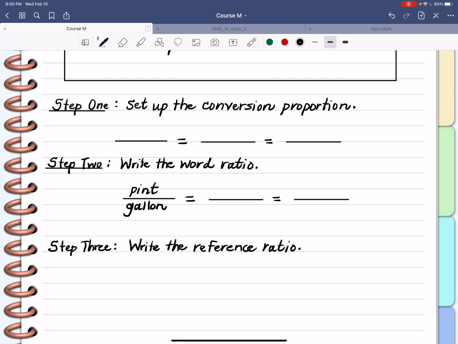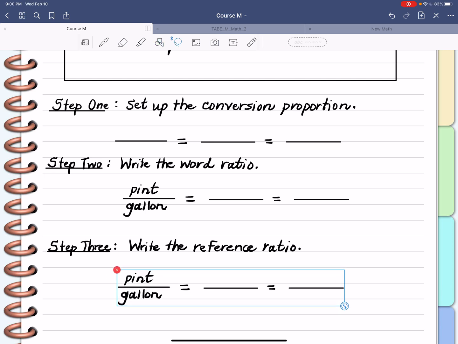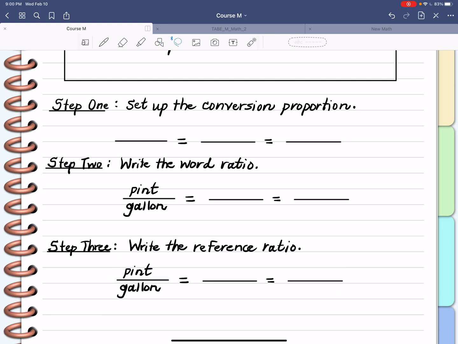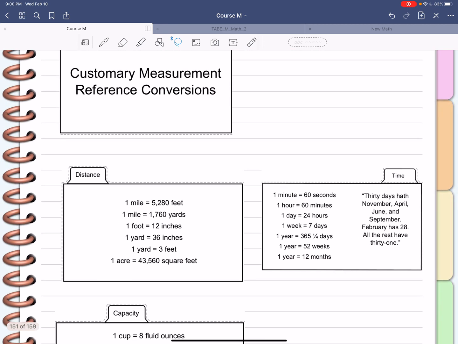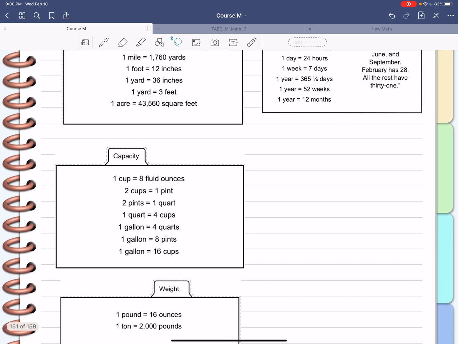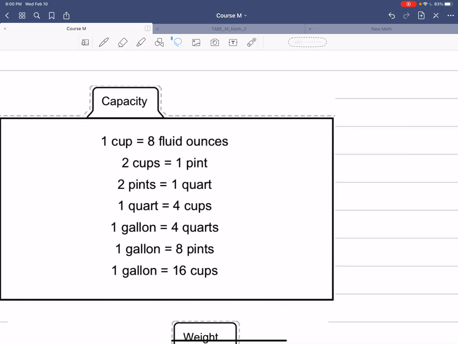Okay, so here it comes. This comes from your memory piece. So you need to find the conversion for pint and gallon. Let me go back to mine and I'll show you where it is. Pints and gallons, that's capacity. So you go to this tab and you find the one of these that talks about pints and gallons. And right there it is. 1 gallon equals 8 pints. That's the memory part that you have to know.